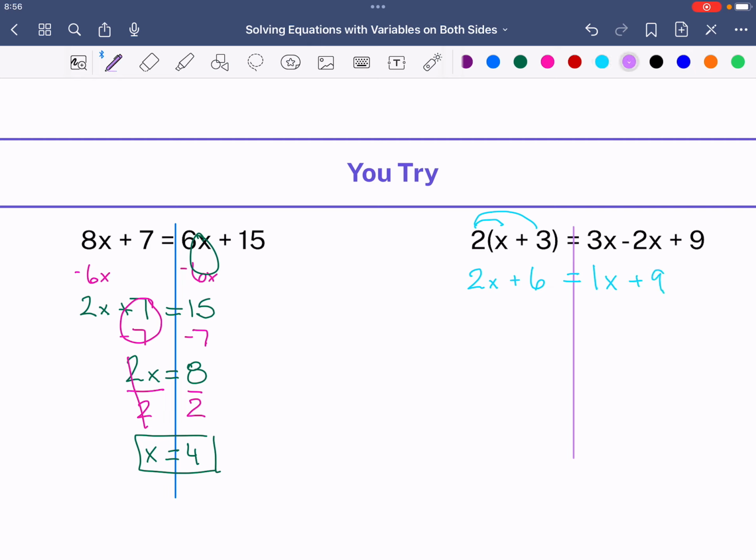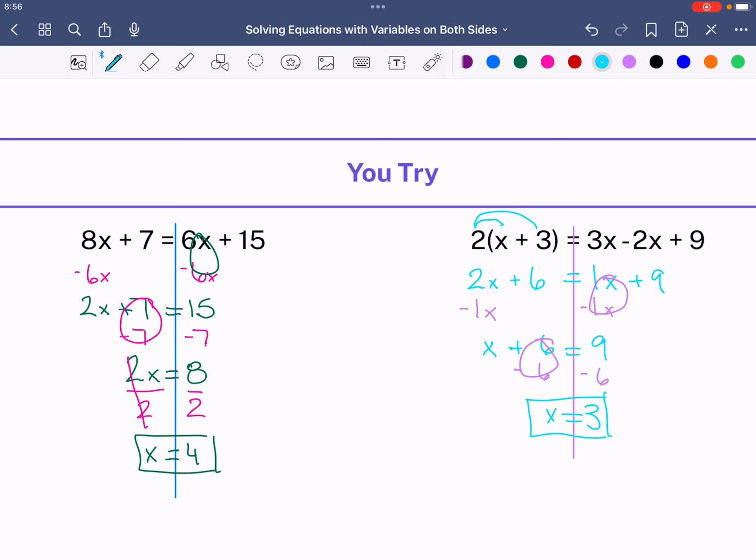We're going to move our variables to the same side. So I'm going to subtract 1x on both sides. 1x minus 1x is 0. 2x minus 1x, you can write it as 1x or just x, plus 6, equals, we're left with just 9. Now to get the variable by itself, you should have subtracted 6 on both sides. 6 minus 6 is 0, leaving you with x equals 9 minus 6 is 3.